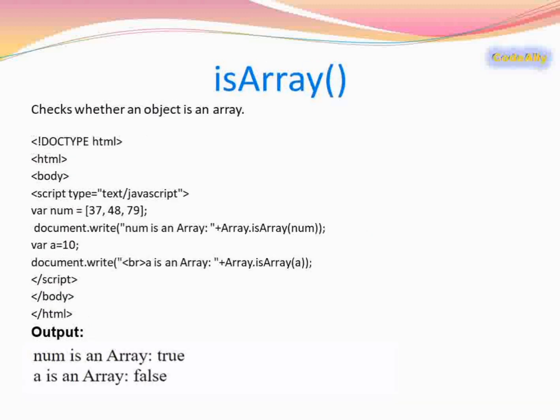Next is the isArray method. It is used to check whether the object that is passed is an array or not. Here in this program we have created 2 variables. First is an array and second is a regular variable. If we apply the isArray method on the first variable, you get the result true, and if we apply the same method on the second variable, which is not an array, you get the result false.